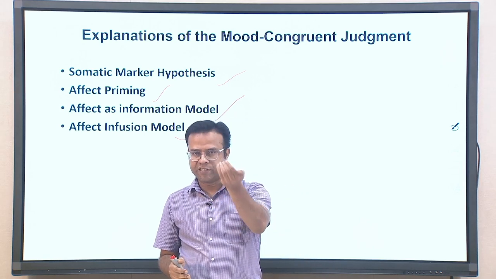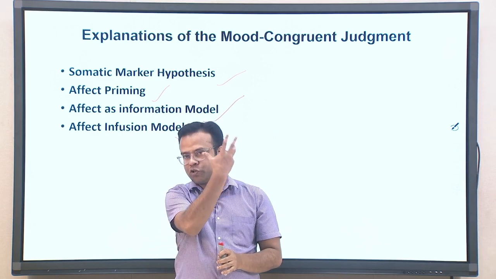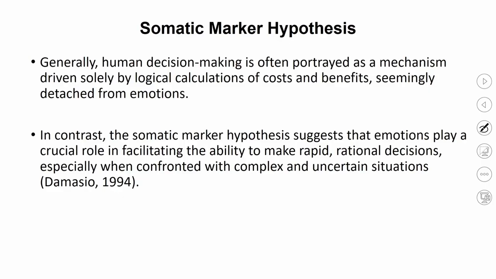Somatic marker hypothesis obviously is a new concept here. The other three we have already introduced in the first lecture of this module. So, somatic marker hypothesis explains this mood congruent judgment.